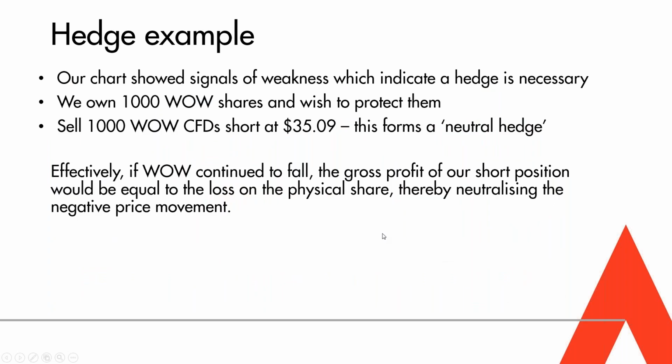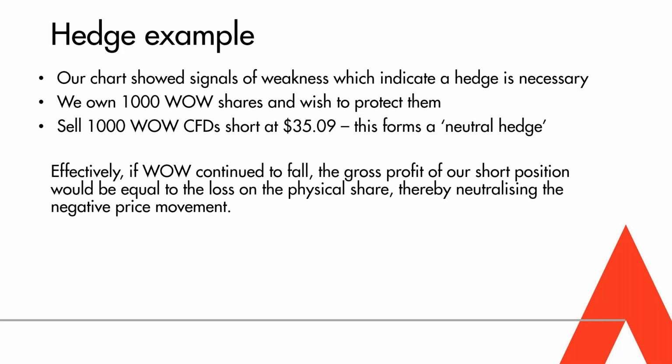So our chart showed signals of weakness, which indicated a hedge was necessary. Assuming we own 1,000 WOW shares and wish to protect them, we could short sell 1,000 Woolworths or WOW CFDs short at $35.09. This would constitute what we call a neutral hedge. A neutral hedge is an equal long, equal short position. So you own 1,000 shares, you're short selling 1,000 CFDs. So that is a neutral hedge.